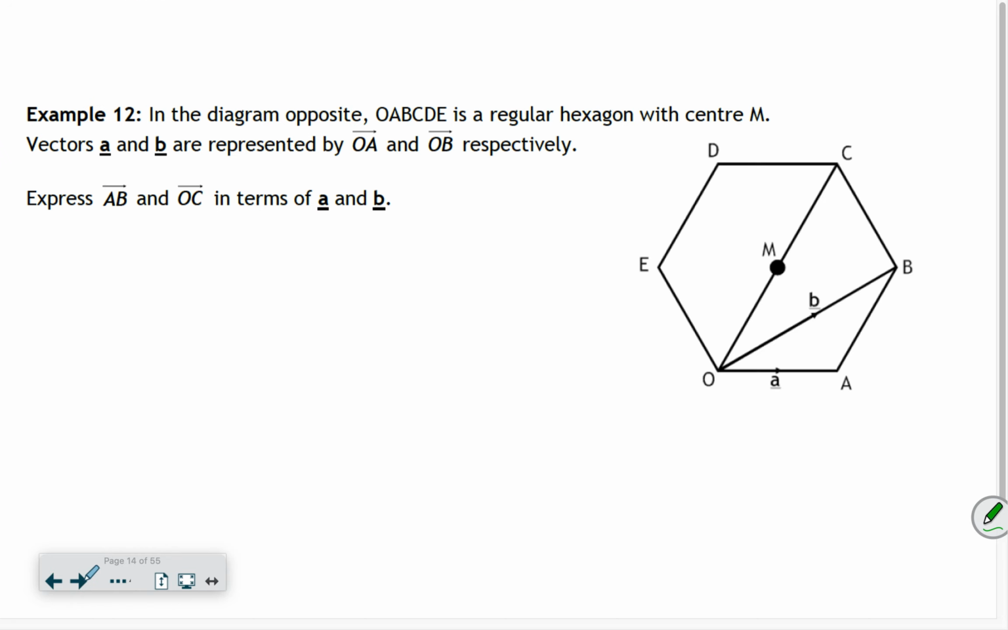Let's look at example 12. In the diagram opposite, OABCD is a regular hexagon again, with centre M. Vectors A and B are represented by OA and OB respectively. Express AB and OC in terms of A and B. So, if I look at the vector AB, the vector AB is located here, going from A to B. The vector OC is going from here to here.